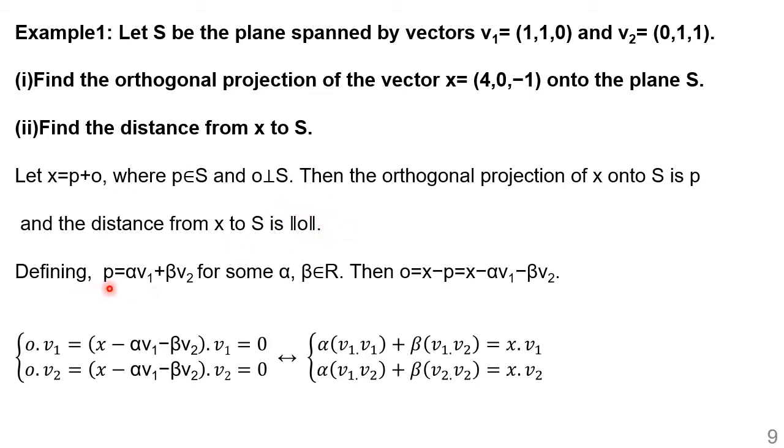Let us define P is equal to alpha into V1 plus beta into V2, where alpha, beta are scalar quantities. They belong to the field R. Then we can write that O is equal to x minus P, where P is given by alpha V1 plus beta V2. Substituting this, we get O is equal to x minus alpha V1 minus beta V2.